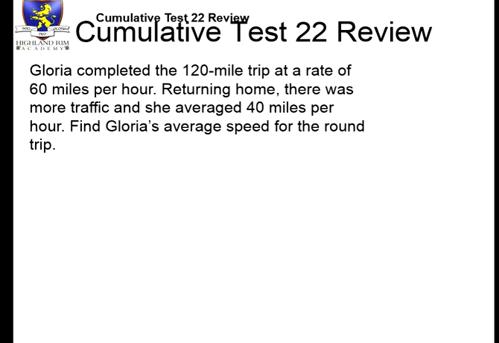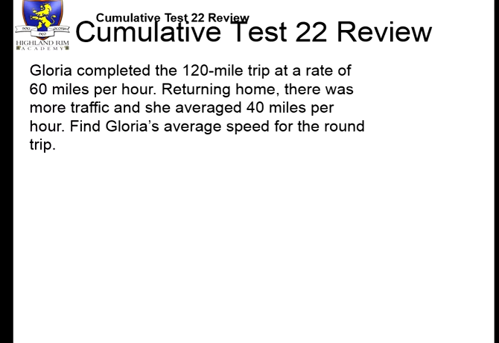First problem here is Gloria completed a 120-mile trip at a rate of 60 miles per hour. I guess she was driving from maybe LA to San Diego, and so 60 miles per hour, obviously it took her 2 hours. So returning home, there was more traffic. She averaged 40 miles per hour. So what is Gloria's average speed? Well, returning home is 40 miles per hour. 120 miles at 40 miles per hour is going to take her 3 hours.